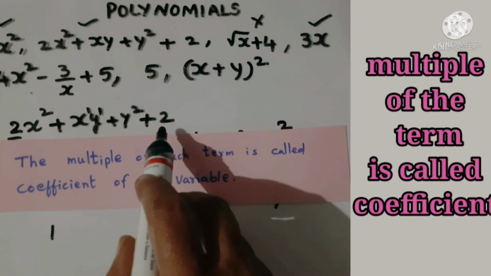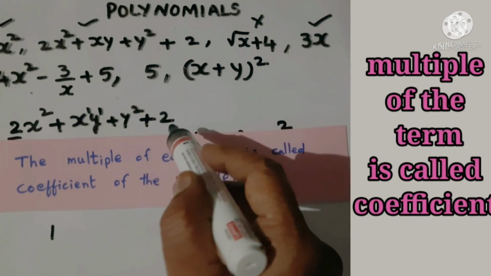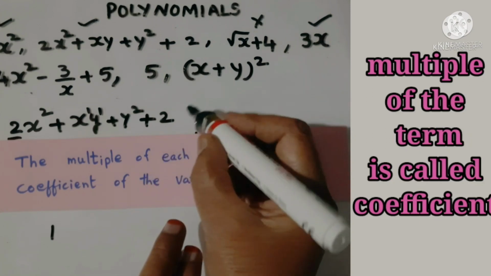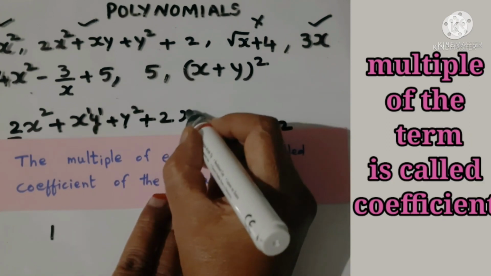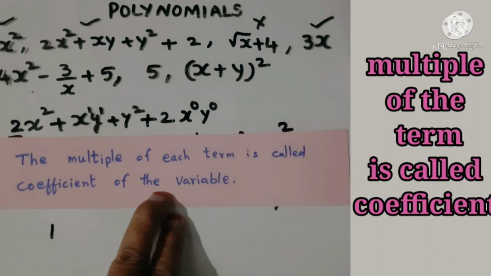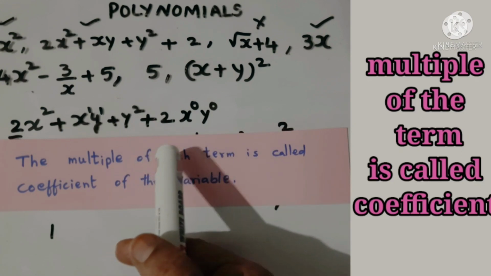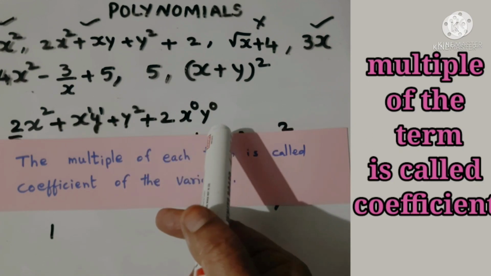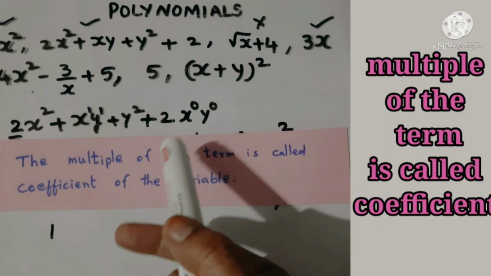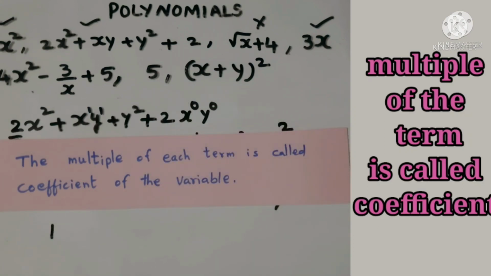See, what is the coefficient of 2? 2 is the coefficient. Here there is no variable, so we can write it in the form x to the power 0, y to the power 0. So this 2 is the coefficient of x to the power 0, y to the power 0. So a constant doesn't have a coefficient, it is itself the coefficient.